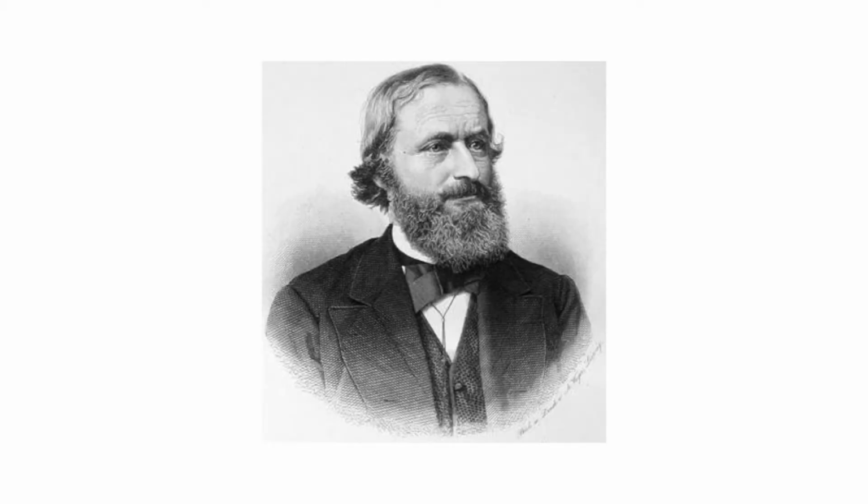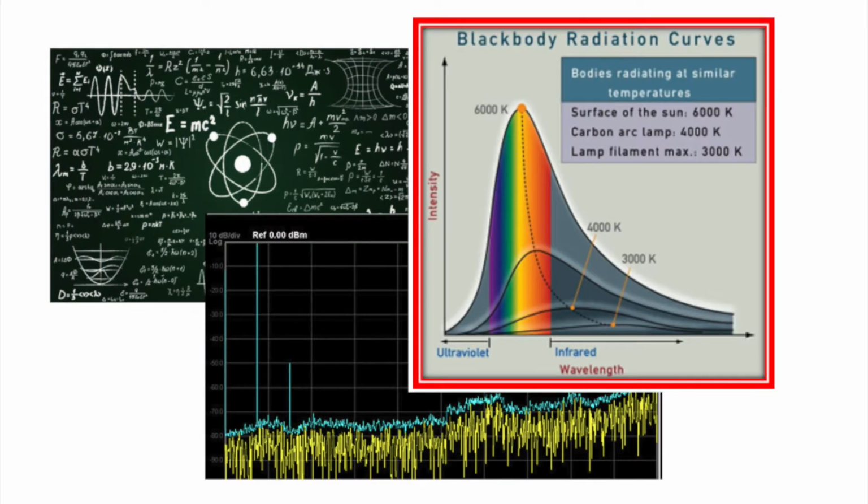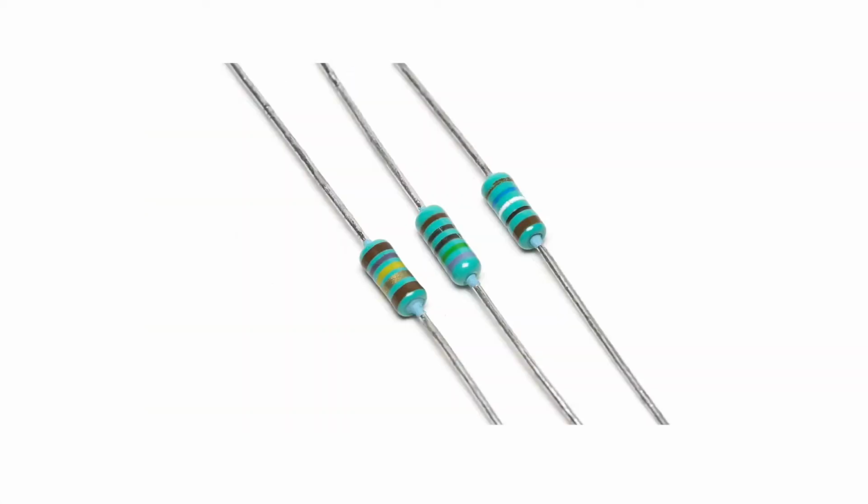So, who was Kirchhoff? He was a German physicist in the 1800s, made strong strides in spectrum analysis and blackbody radiation, but most significantly announced his laws allowing the calculation of voltages, currents, and resistances in electrical networks. Well, today we're going to talk about Kirchhoff's current law.